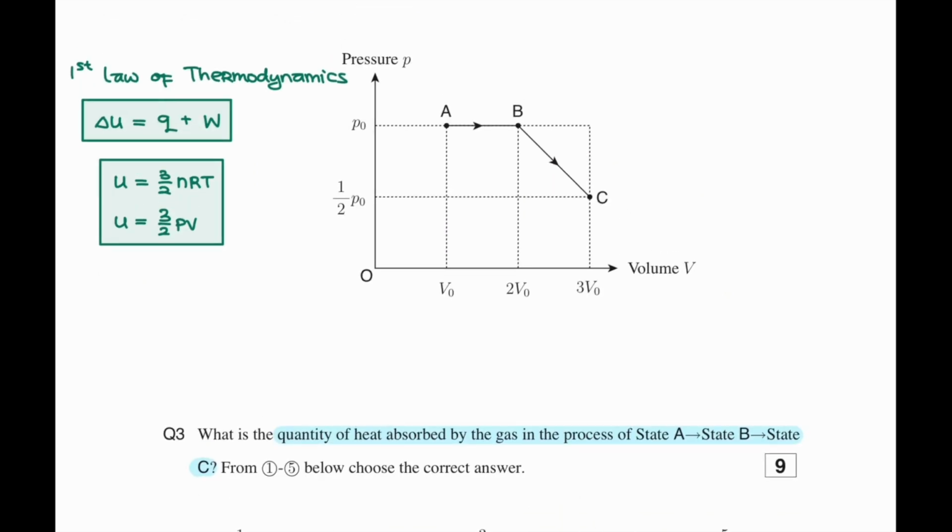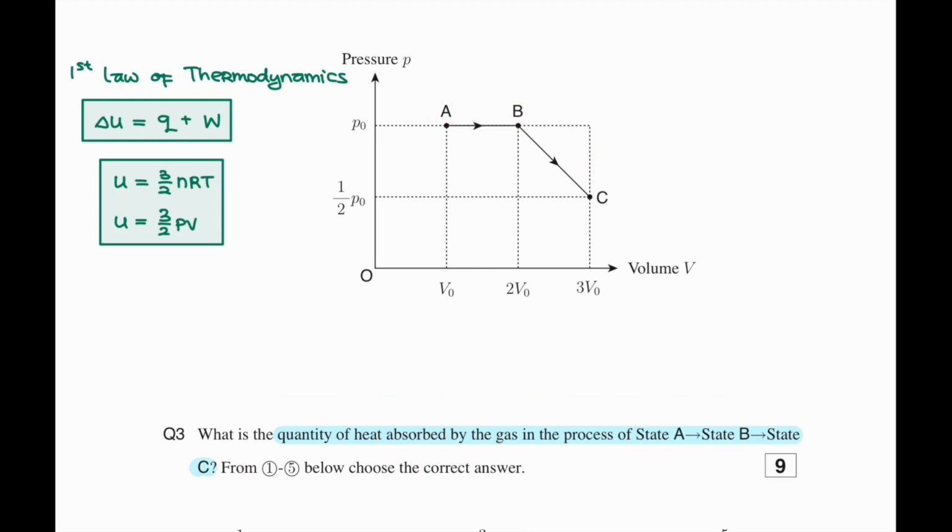By using these two formulas or these two concepts, I think we can find Q, which is the heat that is absorbed by the process A to B to C. First of all, I need to find the heat that is absorbed from state A to B first. So we have to see the process A to B first and then B to C.